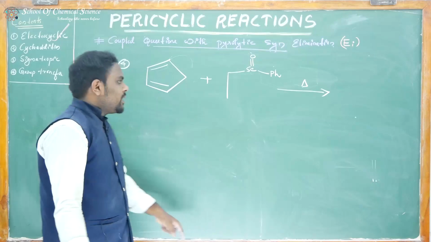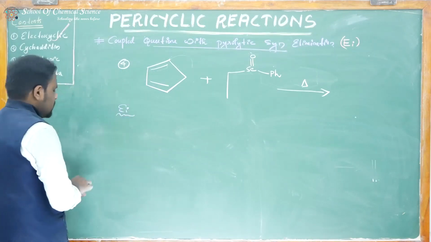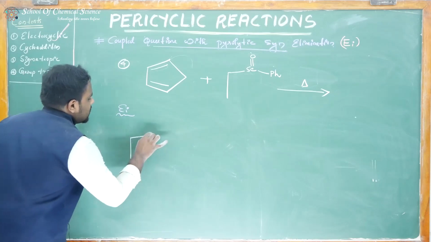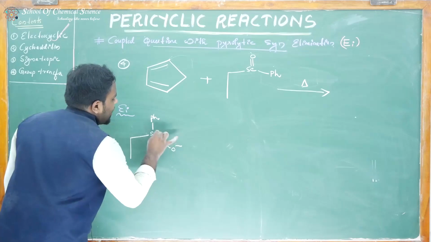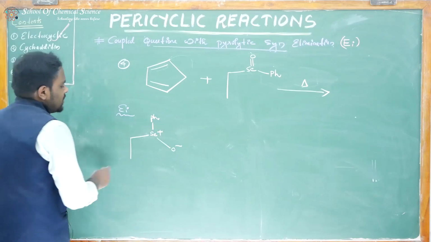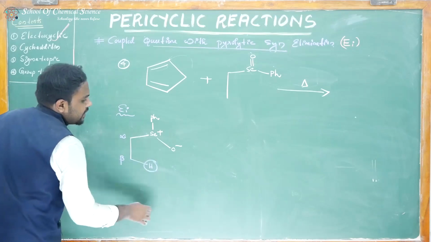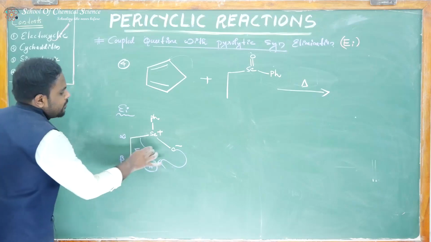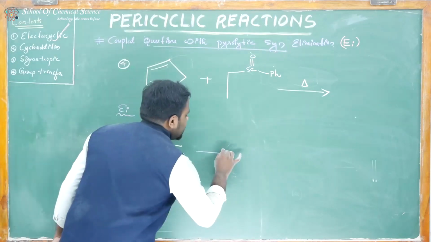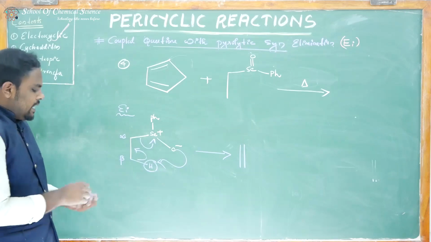Selenium oxide under thermal condition, so pyrolytic syn elimination takes place. This Se(Ph) double bond O can be written as O minus, selenium plus. Then consider the beta hydrogen. This is alpha, this is beta. The beta carbon contains a hydrogen. O minus will interact with this hydrogen. Here a pi bond forms, and the selenium group is eliminated so that you get a dienophile.